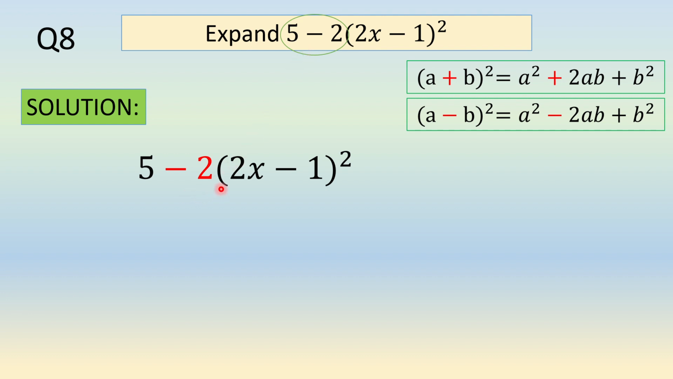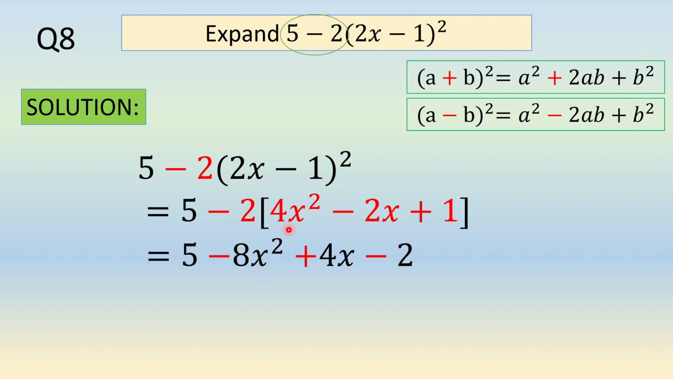First, you expand the square, so (2x minus 1) in bracket square. Since we have done this in the previous slide, I'm just going to reuse it. Now, if you look at the order here, you have to multiply negative 2 with the bracket first. You cannot do the subtraction 5 minus 2. That is wrong, remember. So when you open the bracket, negative 2 times 4x square, you'll get negative 8x square. Negative 2 times negative 2x gives positive 4x. Next, negative 2 times 1 gives negative 2. So that will be the expansion.